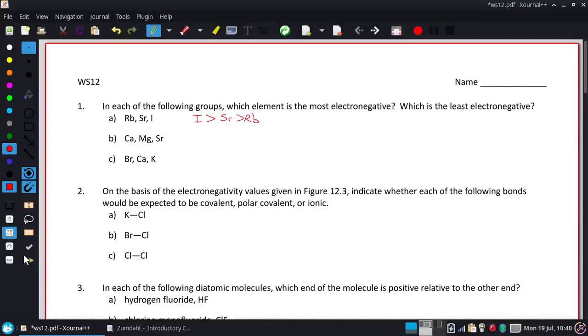So these are all in the same row. Iodine is the most to the right, followed by strontium, followed by rubidium. And we can do a similar type of thing with calcium and magnesium because they're in the same group, and so is strontium. So these are in the same column. And since they're in the same column, the one at the highest would be the one that's the most electronegative.